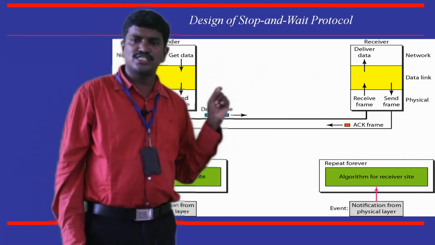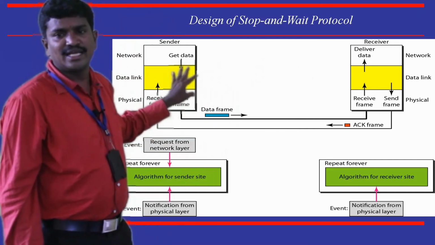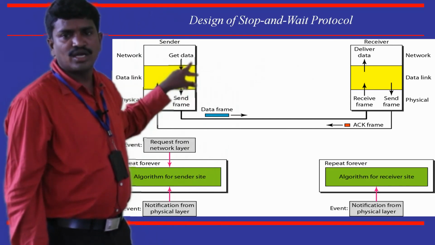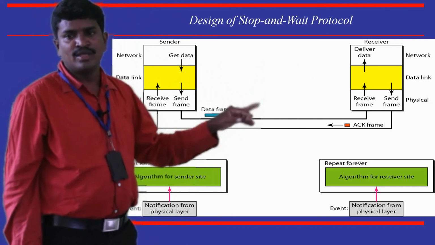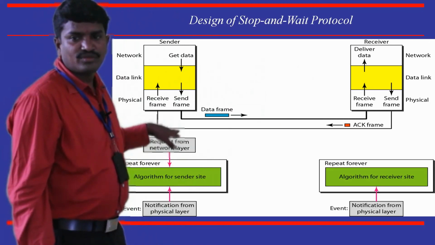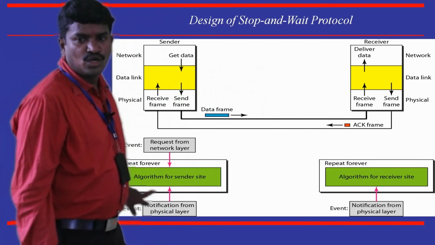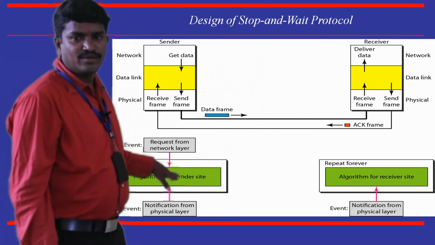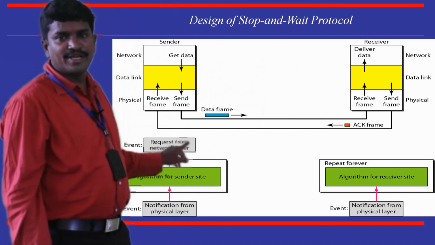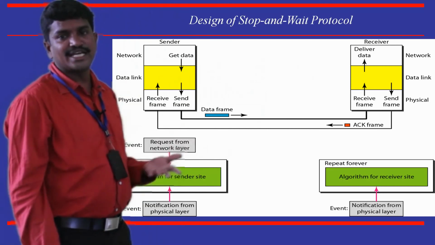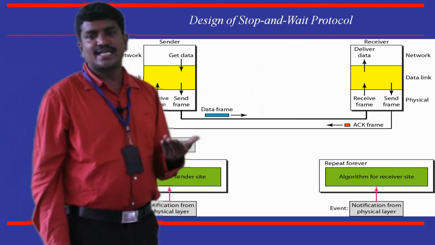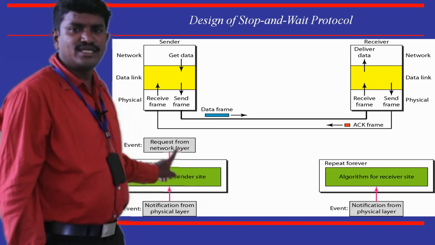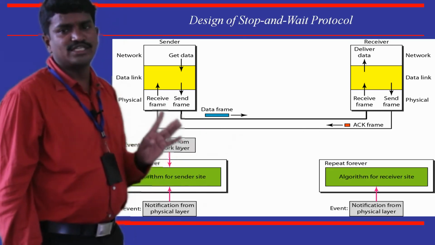Now if you observe this methodology, the data link layer has two events. When data comes from the network layer, it has to prepare a frame and send it. When you get an acknowledgement, a notification from the physical layer, it is going to prepare a frame again. We need to send the second frame. So this way, frames are sent when they are acknowledged by the receiver.